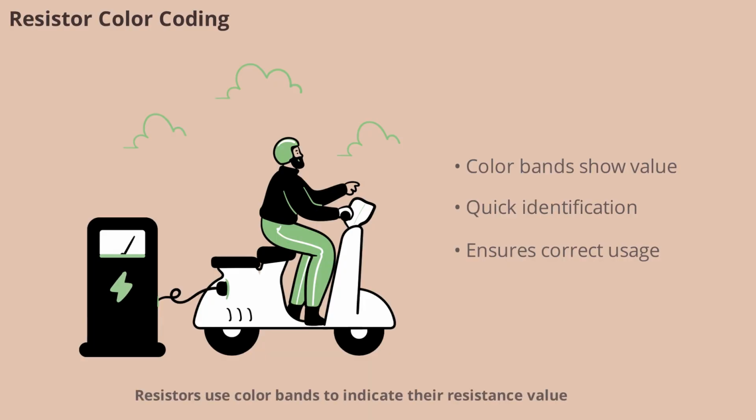Resistors use color bands to indicate their resistance value. Each color represents a number, and the sequence of colors tells you the resistance and tolerance. This system allows for quick identification and helps ensure the correct resistor is used in a circuit. Learning to read these codes is a valuable skill for anyone working with electronics.